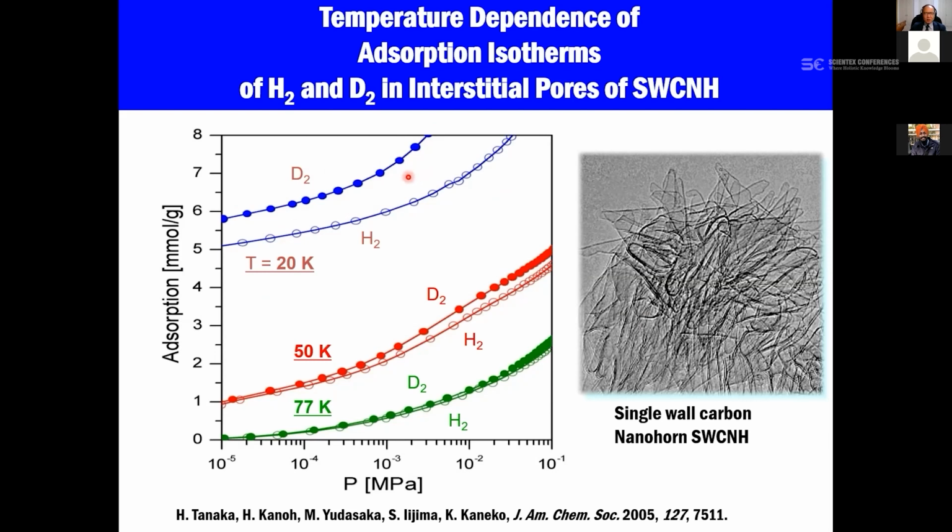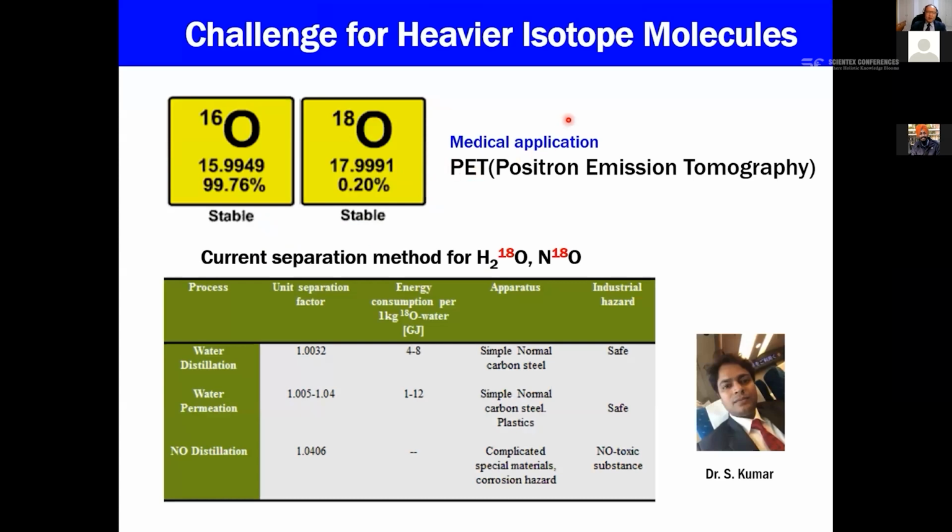But this comes from the translational motions. But how about the heavier isotope molecules, such as oxygen-18 and 16? Oxygen-18 is very important in medical applications. Positron emission tomography needs oxygen-18.